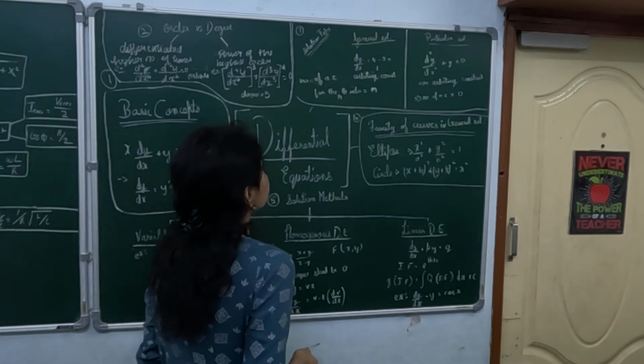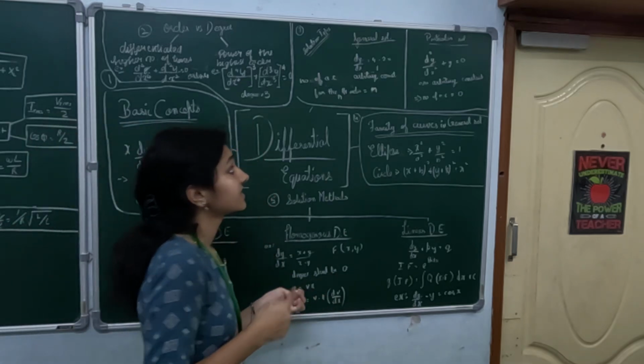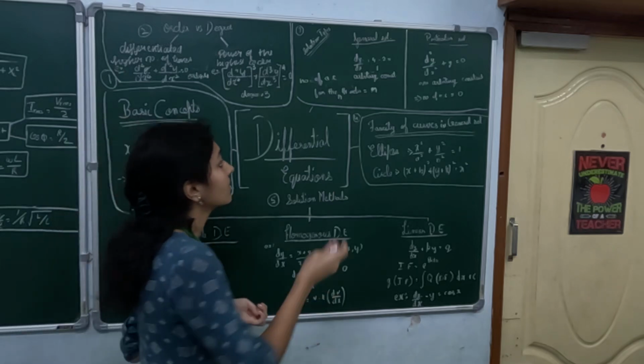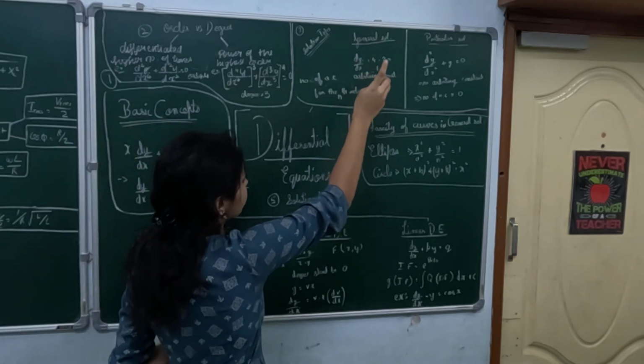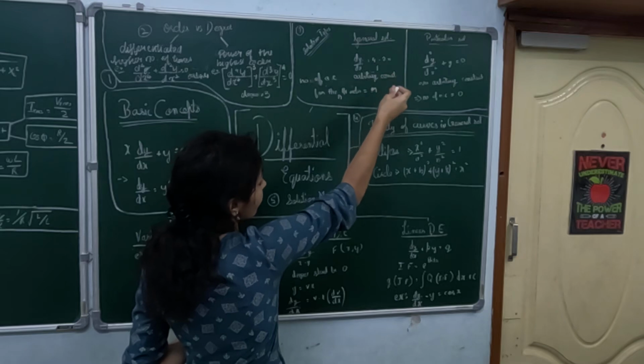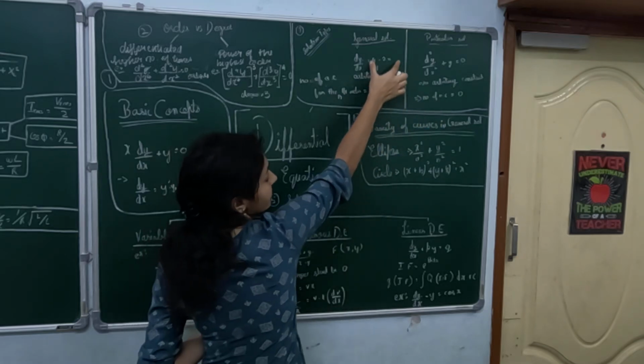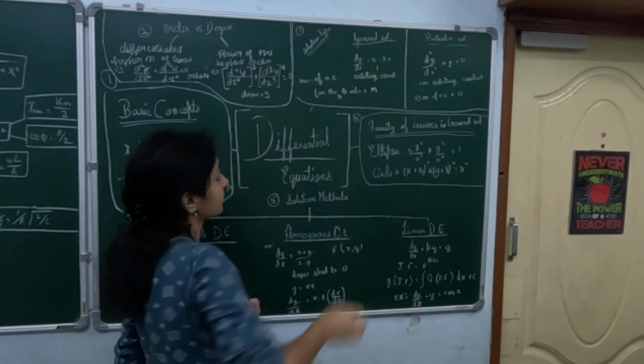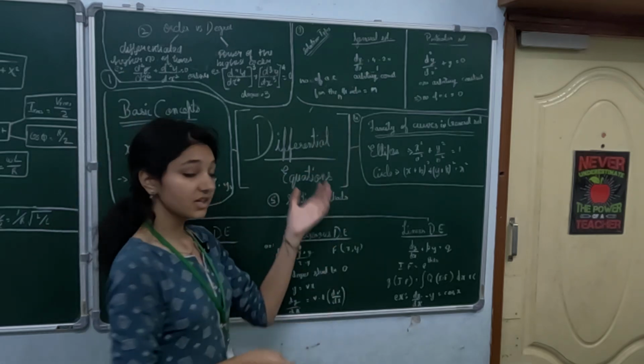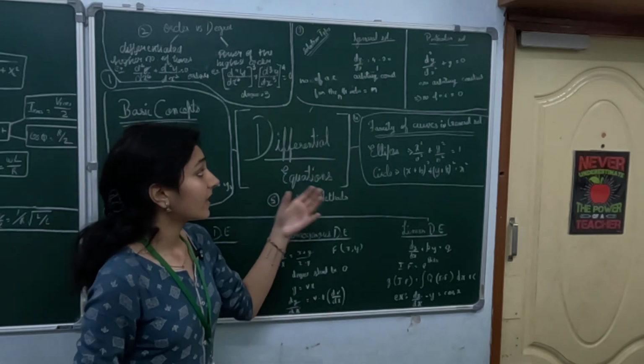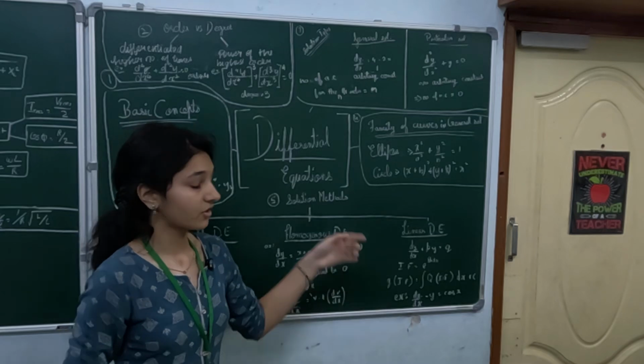Next, solution types. There are two types of solutions, general solutions and particular solutions. The general solutions are like dy by dx is equal to 4 minus 2x, and the constant here is the arbitrary constant. General solutions have arbitrary constants, while particular solutions do not have arbitrary constants.